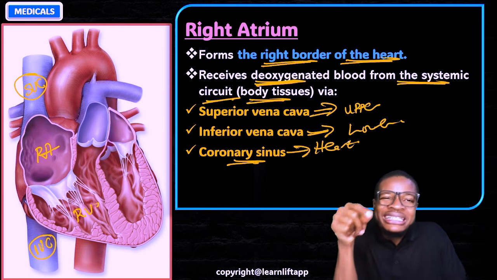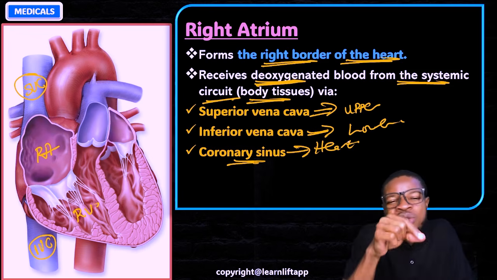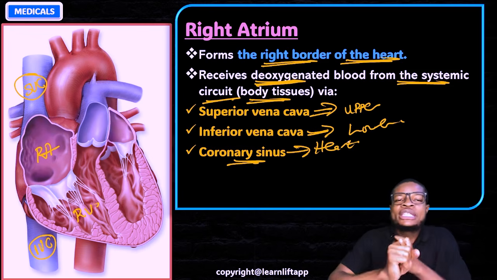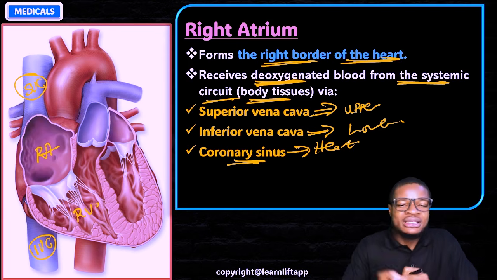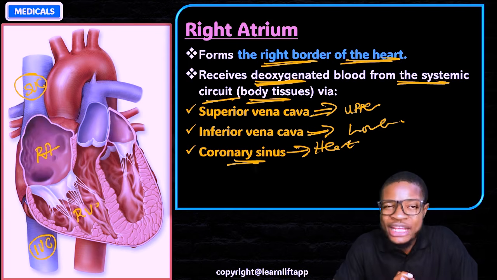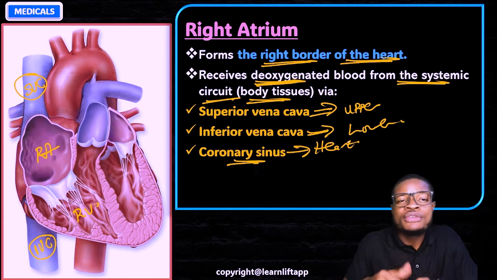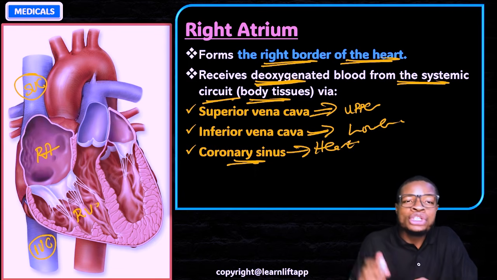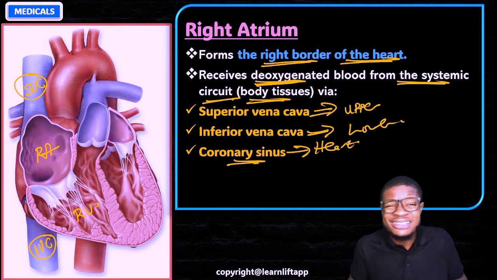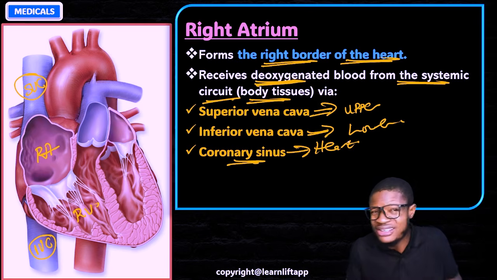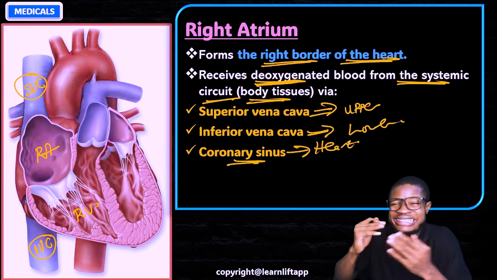Now, what are the things that empty themselves into the right atrium? Number one, the superior vena cava, SVC. Number two, the inferior vena cava, IVC. And then the coronary sinus. So does the right atrium receive oxygenated blood or deoxygenated blood? Deoxygenated blood. Are you getting it now? There's nothing that is advanced. You better pay attention. You're not a medic, so know these things like die.